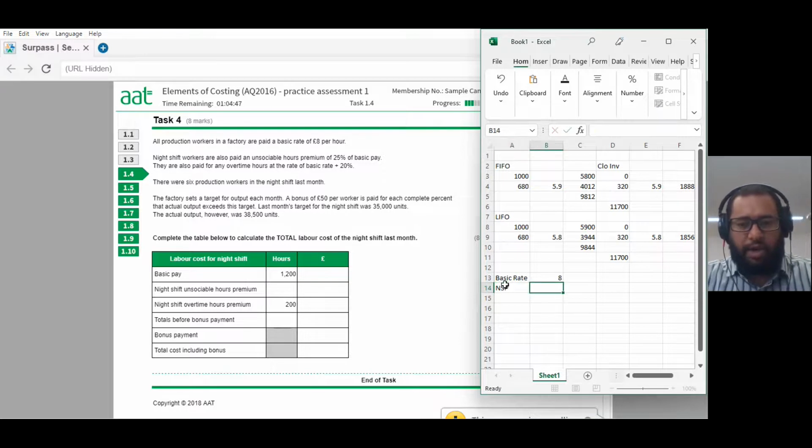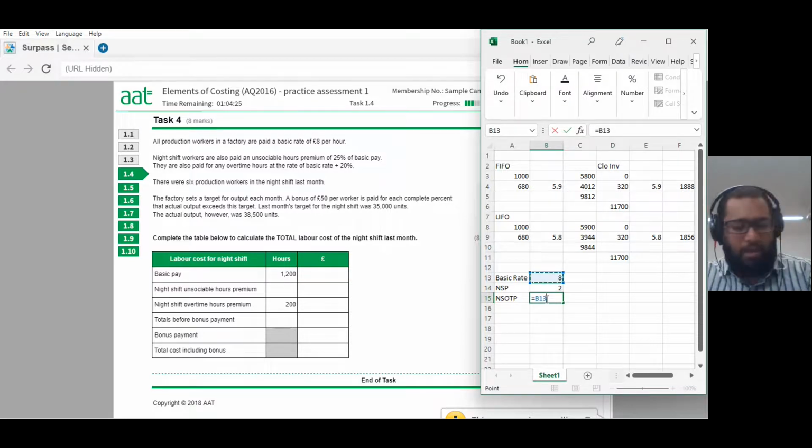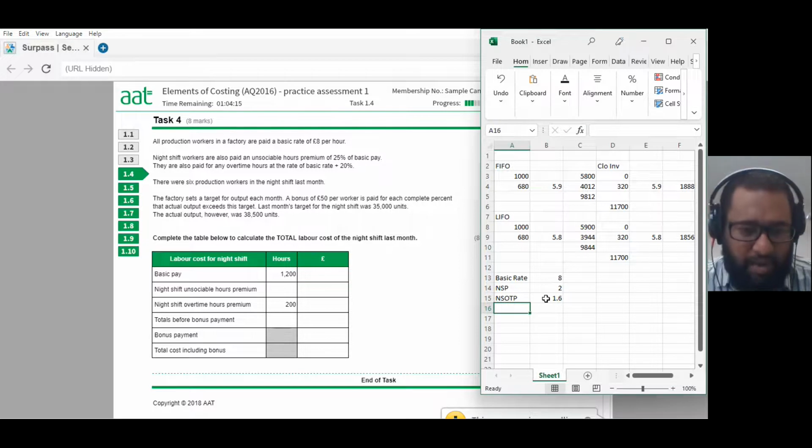Night shift premium is going to be that multiplied by 25%. So it's going to be £2 extra premium and night shift OTP. Okay, so the night shift overtime premium is going to be 20% of that basic rate. So here multiply by 20%. So it's £1.60 you get premium for that.